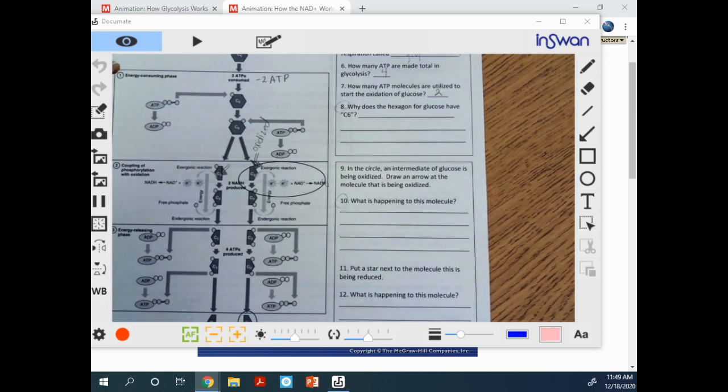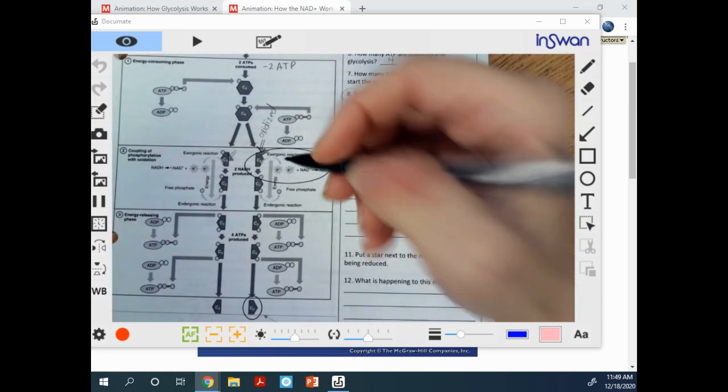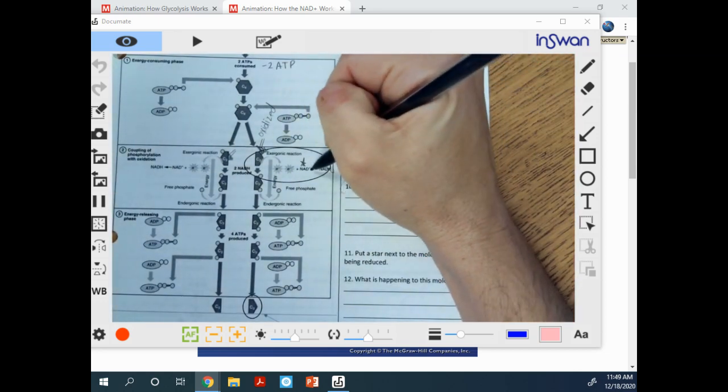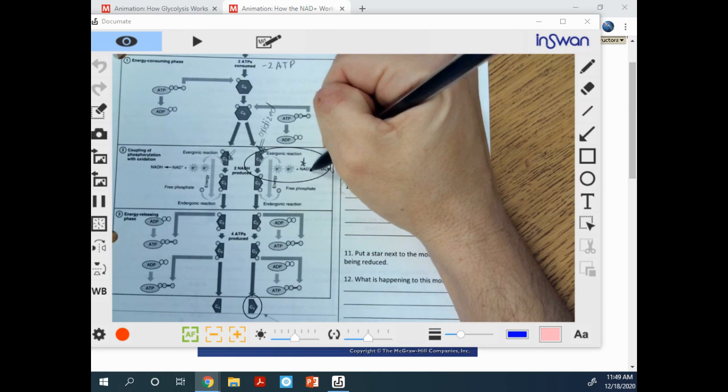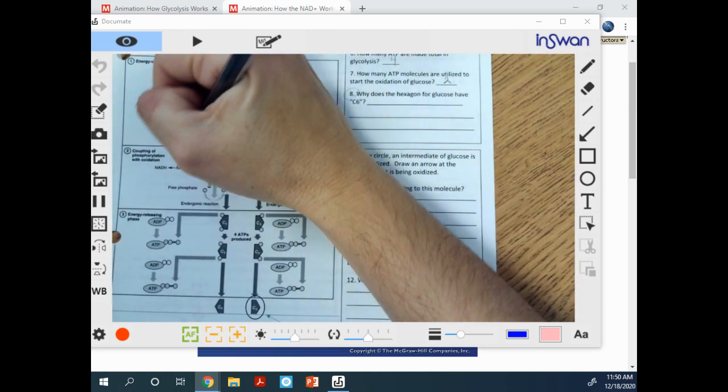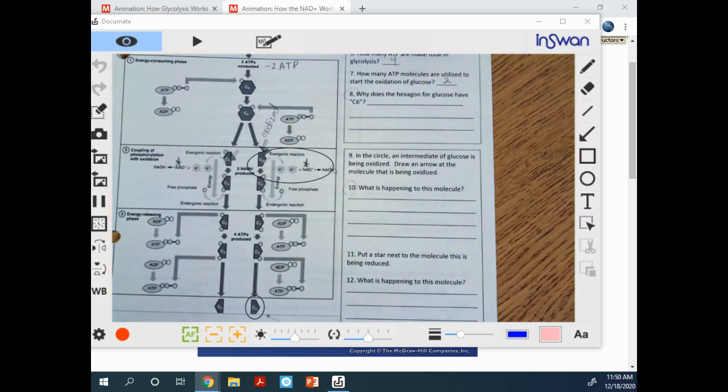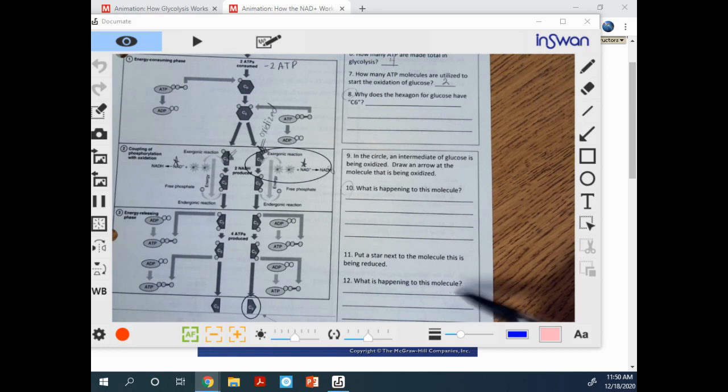Moving on to number 11, put a star next to the molecule that's being reduced. So that's the bus, because it's going to get those things. So here's a bus, so NAD plus is going to get reduced. There's also another one over here. NAD plus gets reduced. And what does it mean if it's getting reduced? It means that it is accepting H's and E's, protons and electrons.